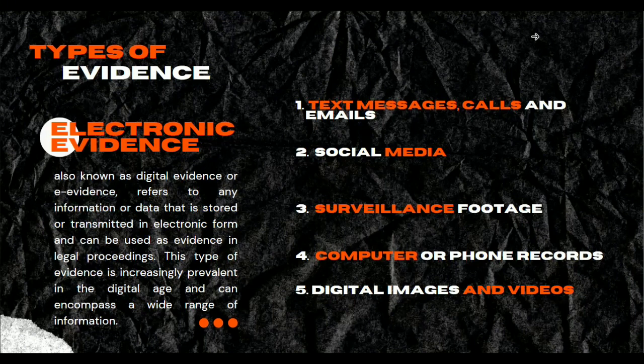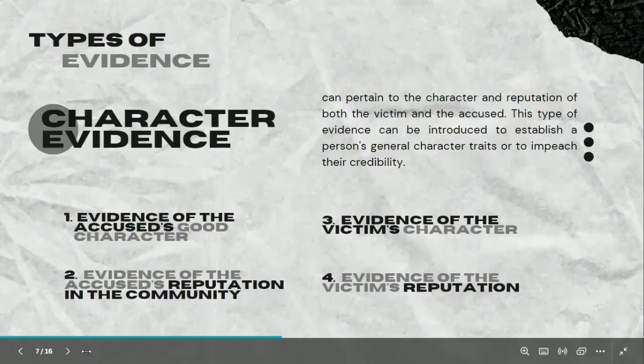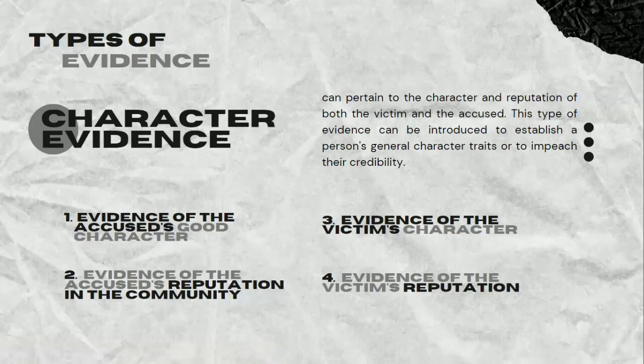Additionally, it's crucial to be aware of the legal requirements with obtaining and using such evidence in the case. Next, we have the character evidence. In sexual abuse cases, it can pertain to the character and reputation of both the victim and the accused. This type of evidence can be introduced to establish a person's general character traits, or to impeach their credibility.